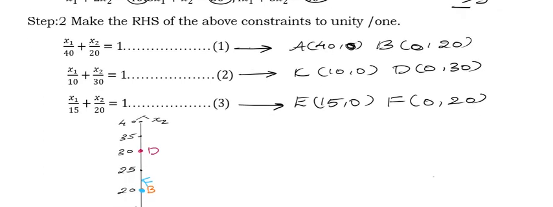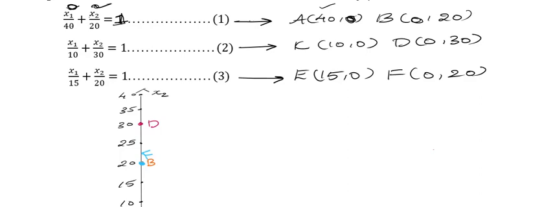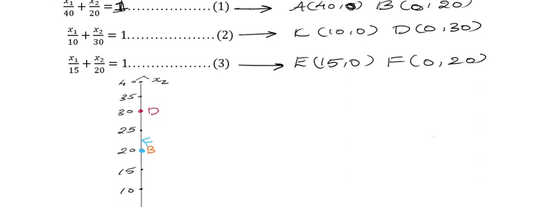So once these two steps are done, the third step is finding the vertex values. When you want to find the x1 value, put x2 as 0. So x1 by 40 will be equal to 1. So x1 will be 40. That will be your first vertex. Similarly, if you want to find x2, put x1 as 0. So x2 by 20 is equal to 1. So x2 will be 20. That is your second vertex value. Repeat this for the second and third equations. Since we have 3 equations, we will have totally 6 vertices on the graph.